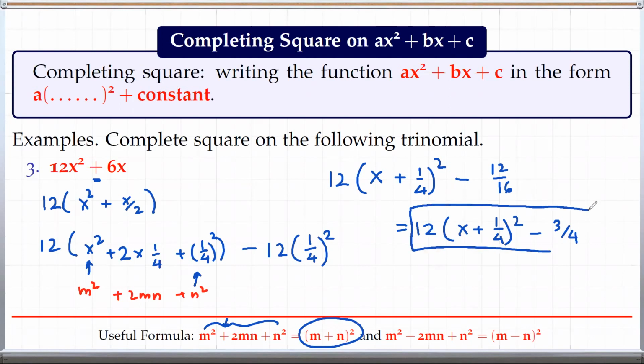This is the format we want. A times some expression squared plus constant. That constant here is negative 3 by 4. So we are done with this example as well.